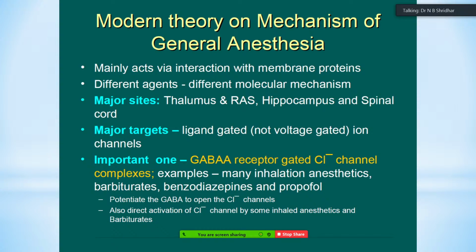So what happens if they come and bind with the GABA A type of receptor? It is going to potentiate the GABA A to open chloride channels. There is also direct activation of the chloride channel, especially by the barbiturates, and they are going to increase the binding with the chloride ion channels. Then there will be an increase in the inflow of chlorides, and unconsciousness will be seen.